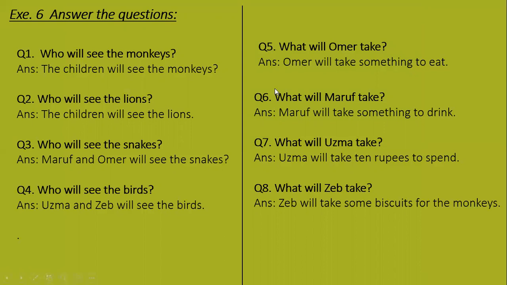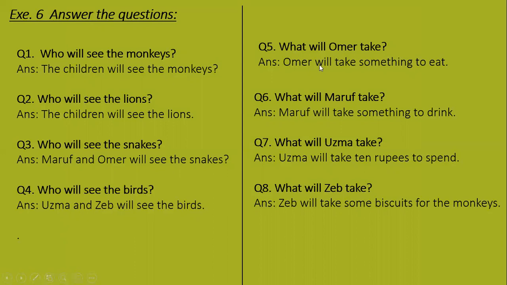I wrote it: who will see the monkeys? The children will see the monkeys. Who will see the lions? The children will see the lions. Who will see the snakes? Maruf and Umar will see the snakes. Who will see the birds? Uzma and Zaid. Very simple answers. You just have to mention the names of those persons who are going to do these things.